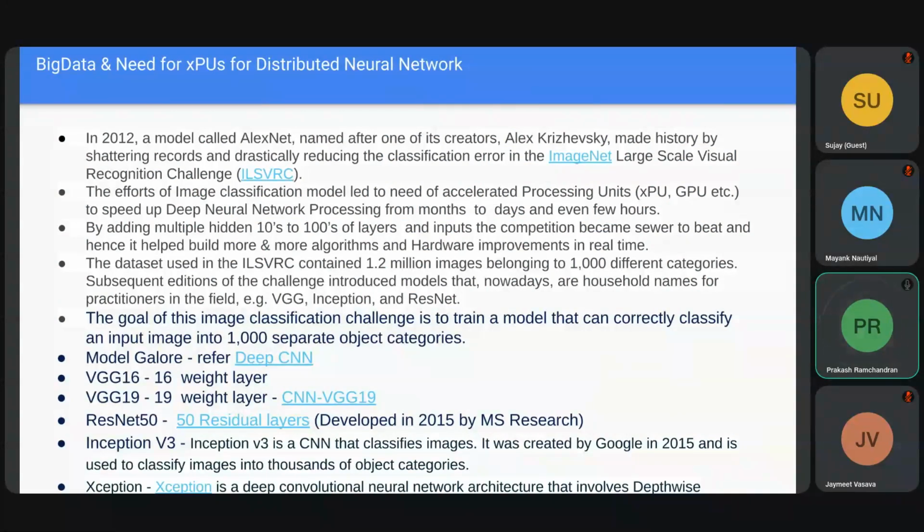Because of big data. What is big data? Big data means a lot of data, volumes of data. Now, this project started with something called AlexNet, by the name of the person Alex Krizhevsky, who did this in 2012. He said that he would create thousands of images, and they conducted a competition called the Large Scale Visual Recognition Challenge, LSVRC. All details are there.